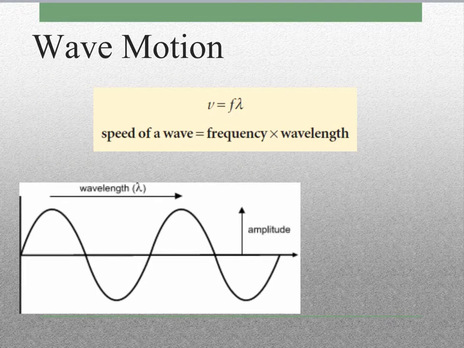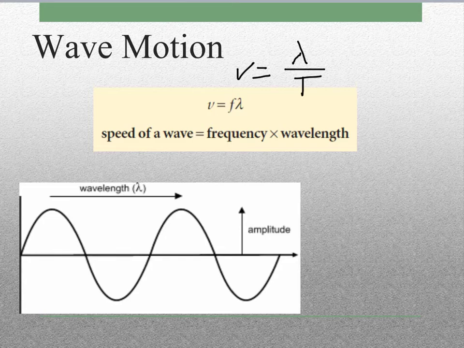The equation that we have for finding the velocity of a wave is that the velocity is equal to the frequency times lambda, the wavelength. If we had period instead, we could also write this as v equals the wavelength divided by the period, and that would be the same equation. So let's do a little practice with this now.